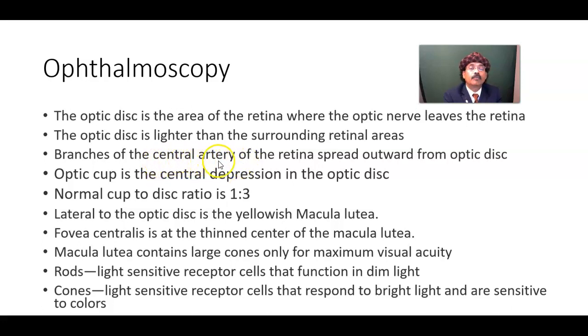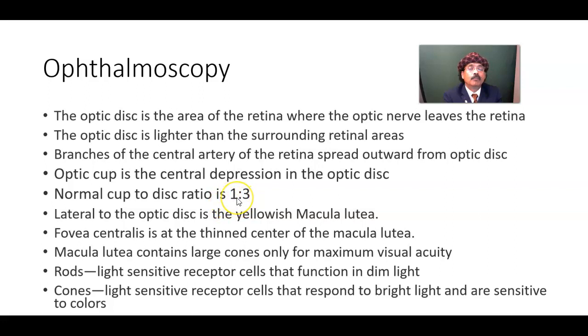So the central artery of the retina is very important. This is one of the end arteries, artery without collaterals, artery without anastomosis, that supplies the retina. Spreading outward, it will branch out in the optic disc, around 4 branches initially, outward from the optic disc. The optic cup is the central depression in the optic disc. The normal cup to disc ratio is 1:3, but it may vary.